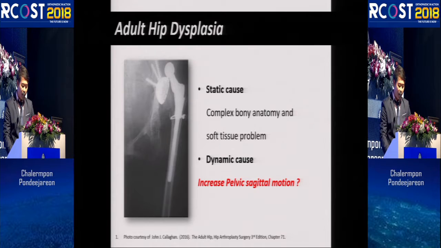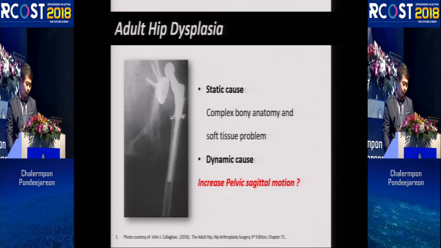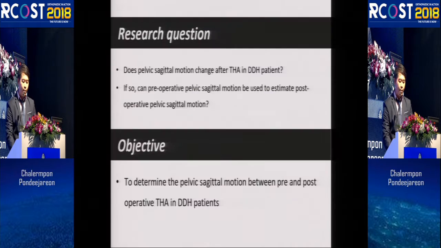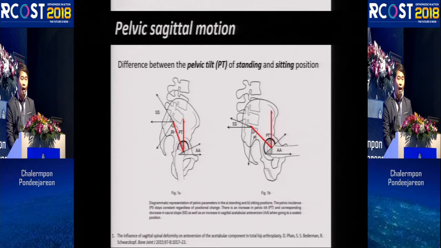This motion is greater than in non-DDH patients and cannot be restored after total hip arthroplasty. It may cause dislocation even after proper implant setting. I would like to describe the pelvic sagittal motion first. The pelvic sagittal motion is the difference between the pelvic tilt in standing and sitting position that affects the acetabular cup anteversion and inclination.